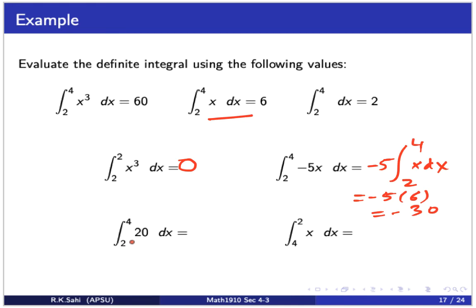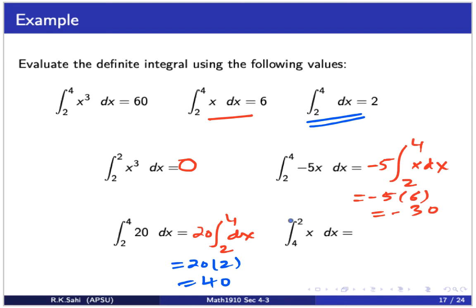Okay, let's look at the next one. From 2 to 4 of 20 dx. Now 20 is a constant, guys, so take the 20 out and have the integral from 2 to 4 of dx. This is the same as the integral given to us, which is 2. So it's 20 times 2, the answer is 40.